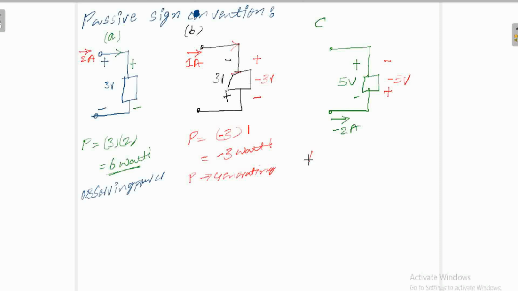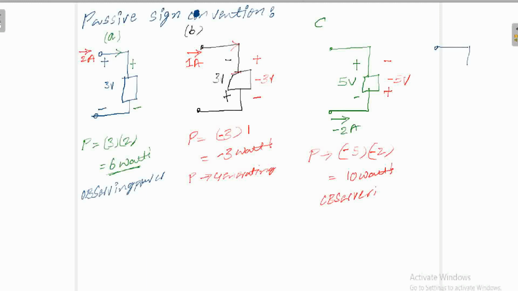So now power is equal to minus 5 into minus 2, which is equal to 10 watts. So this element is observing power because we got a positive value. Let us take one more example.